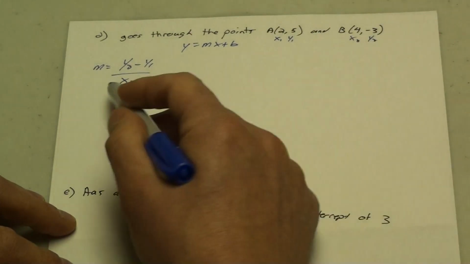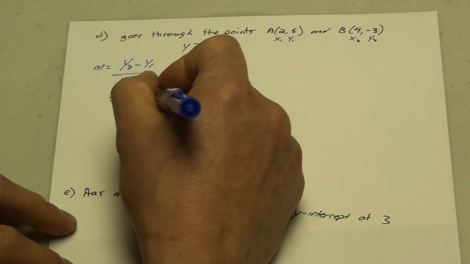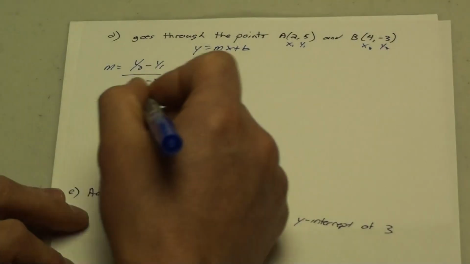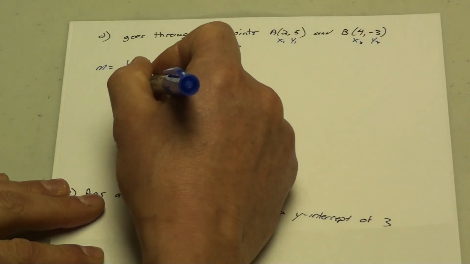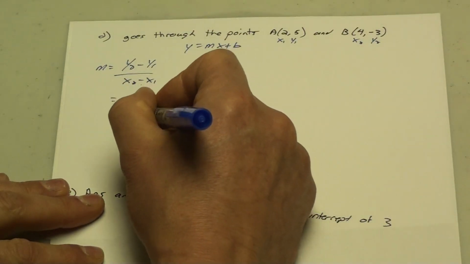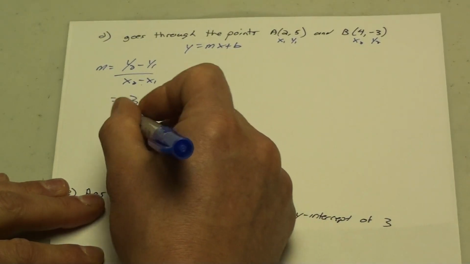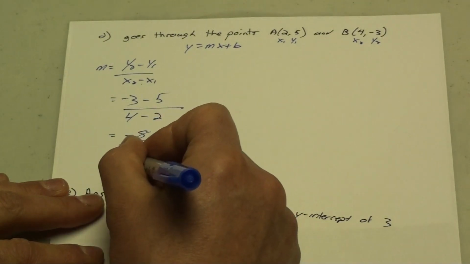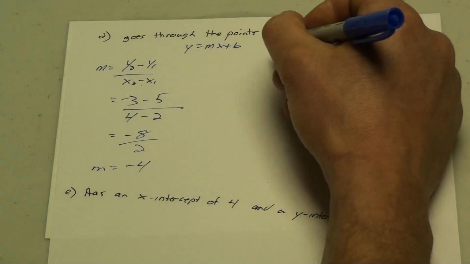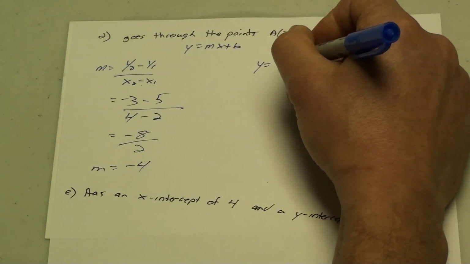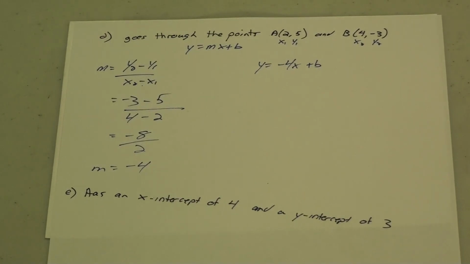So putting these points into the formula, y2 is negative 3 minus y1 is 5 divided by x2 is 4 minus x1, which is 2. So I have negative 3 minus 5, which is negative 8. 4 minus 2 is 2. That can be reduced down to negative 4. So I have a slope of negative 4. So that means right now I know y equals negative 4x plus b. And I need to find the b value.